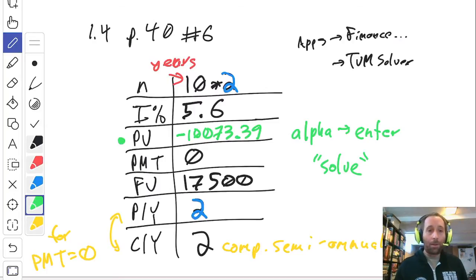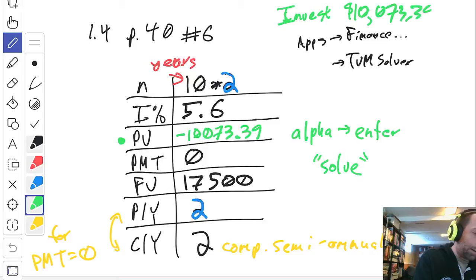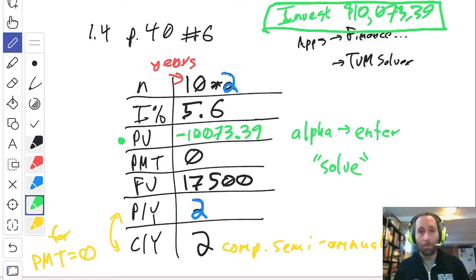So what does that tell us? Well, the question was asking what present value will need to be invested right now. So she needs to invest, according to these constraints, $10,073.39. And if she does that, then in 10 years' time, under these restrictions, the value will accrue to $17,500. Okay, so that's an example from 1.4.